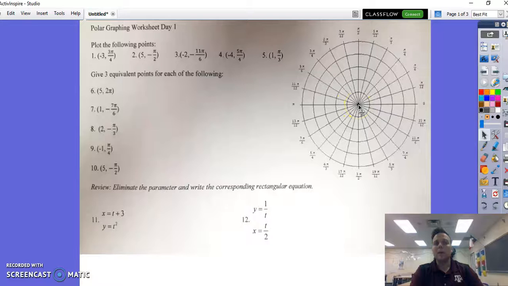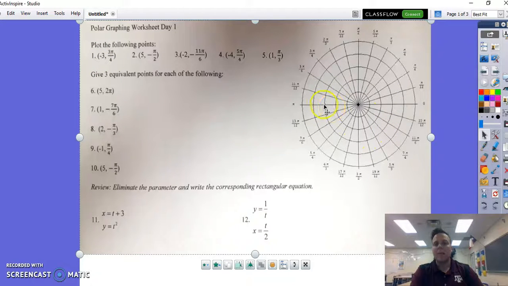However, I want it to be the negative way. So the positive way would have been over here. So the negative way is going to be over here. So we know a -3 means I'm on the third circle. And the negative means that this is my starting spot. Okay? Now, I need to go 3 pi over 4.